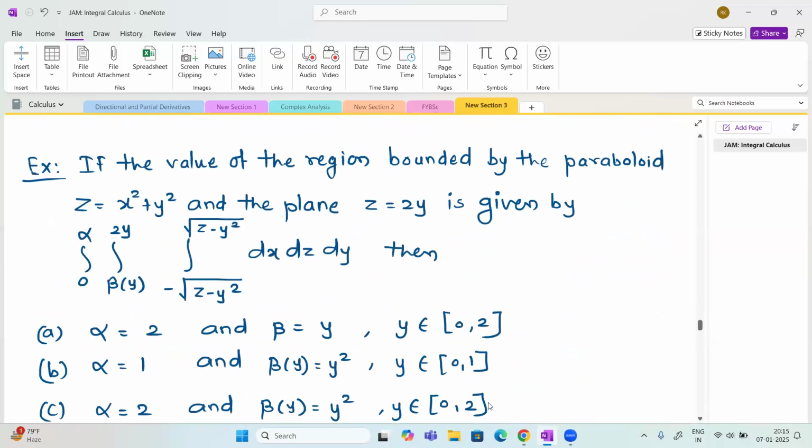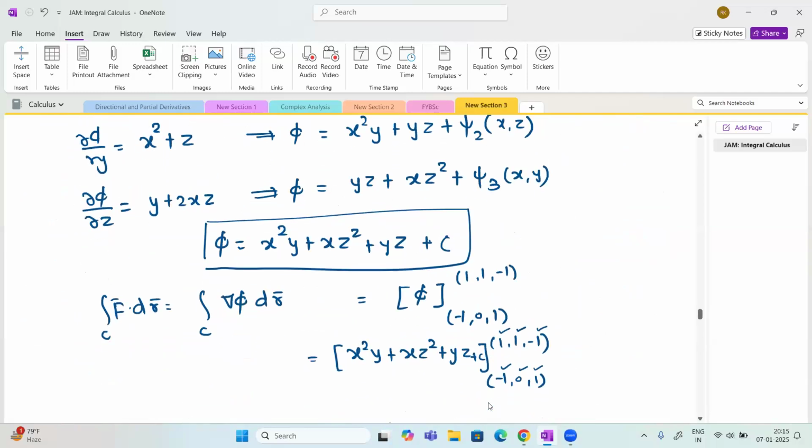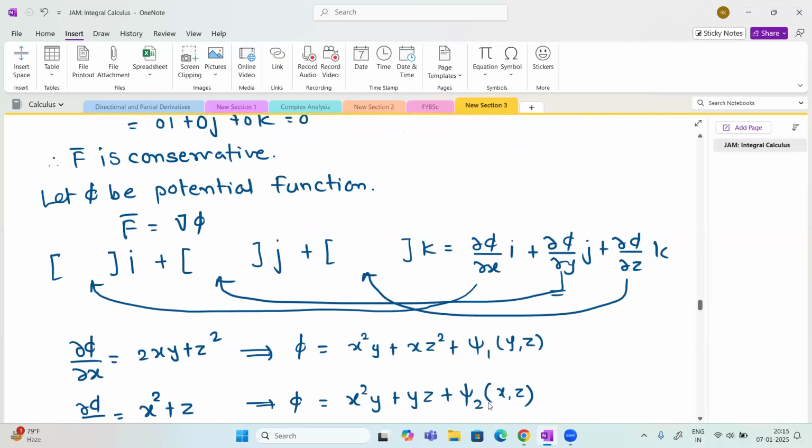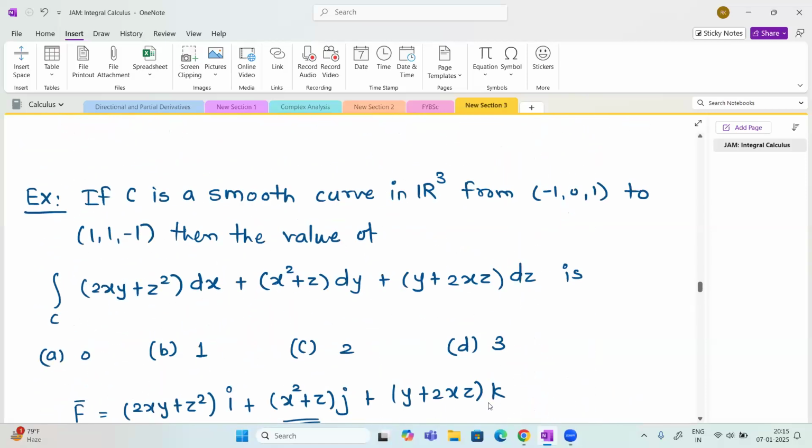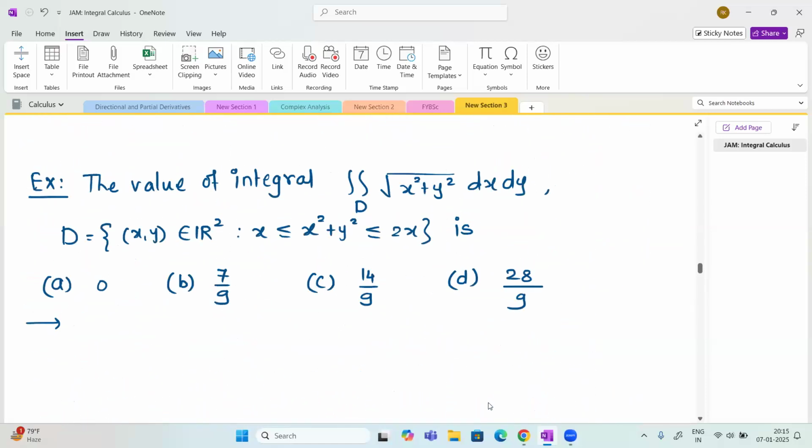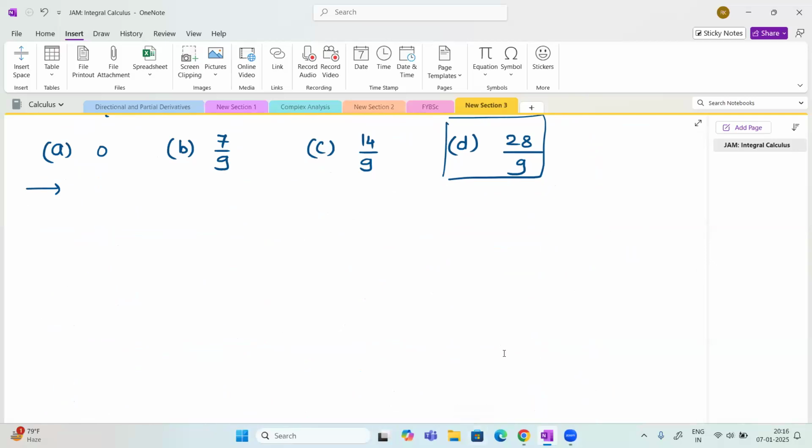Sir, can you show the last question's answer? Which one? This one? No, sir, the previous one. You want only the answer of this problem? Only the option, sir. Only which is the correct option. You want the answer? Okay. So which one is the correct option? This one, 28/9. Okay, sir, we can solve. Okay, sure.